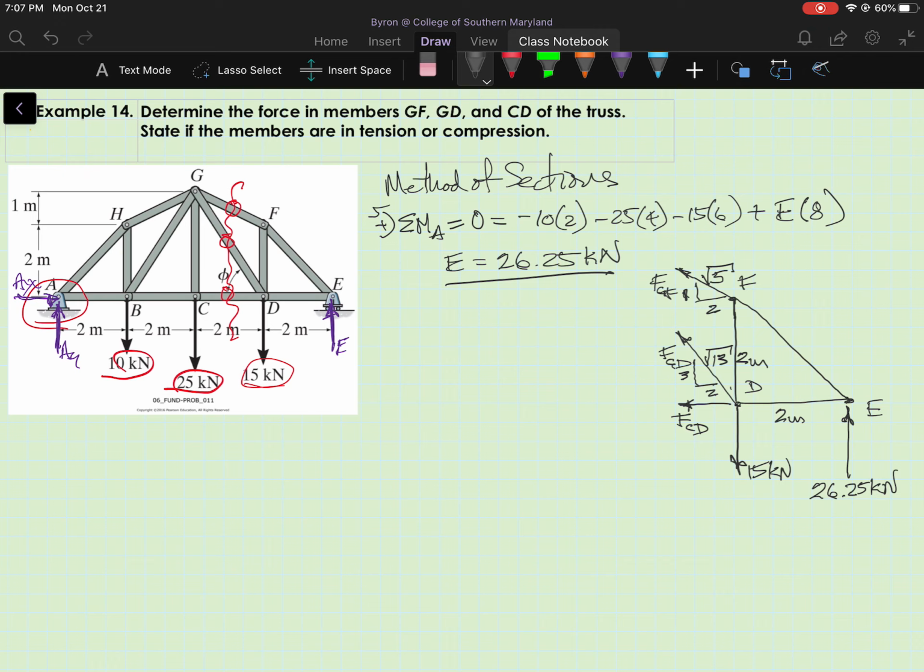Okay, so I'll call this FBD of right side of cut. Okay, now I'm going to apply my equations of equilibrium.